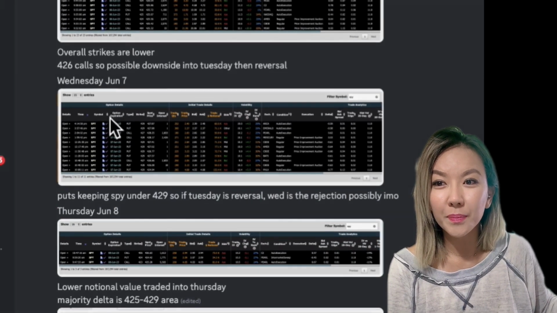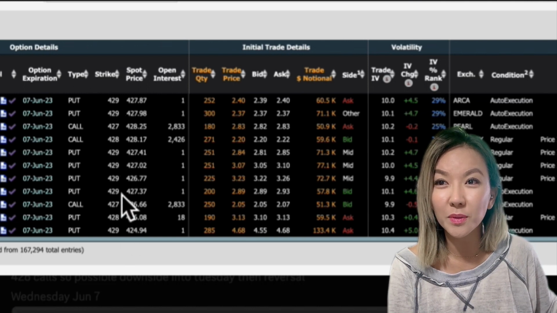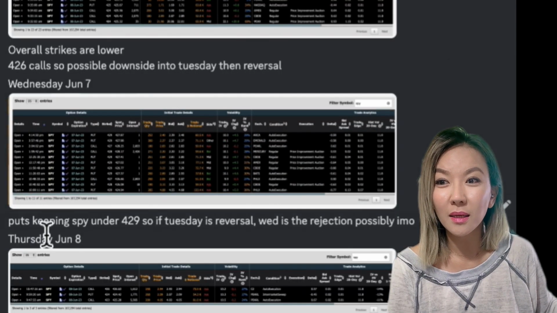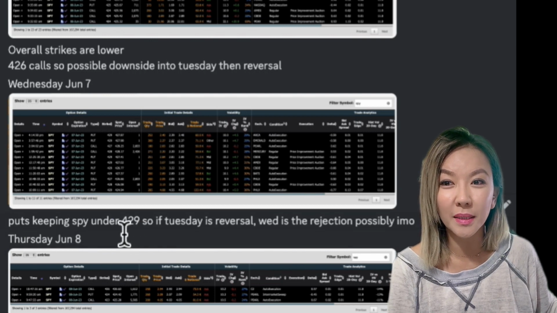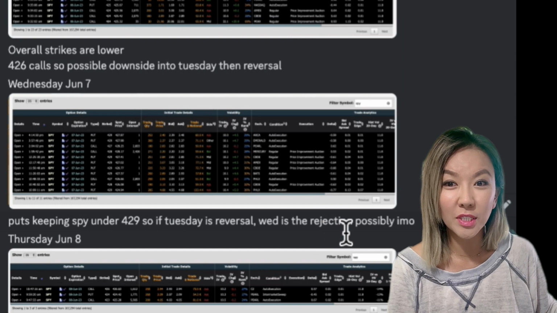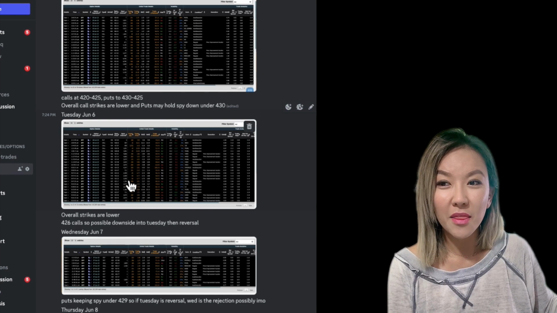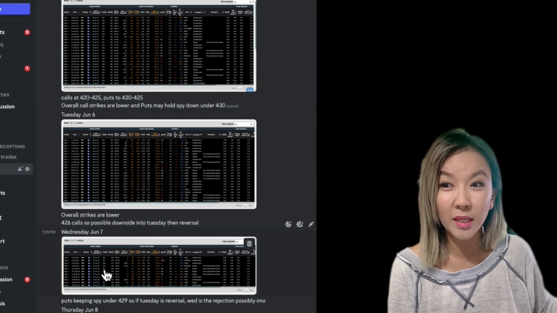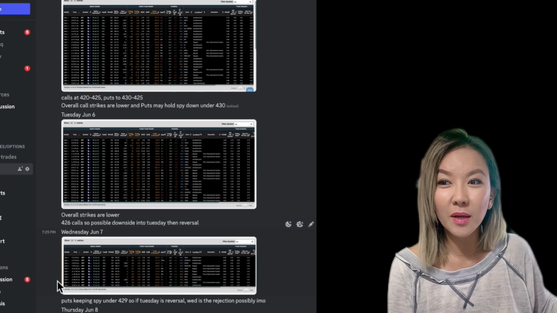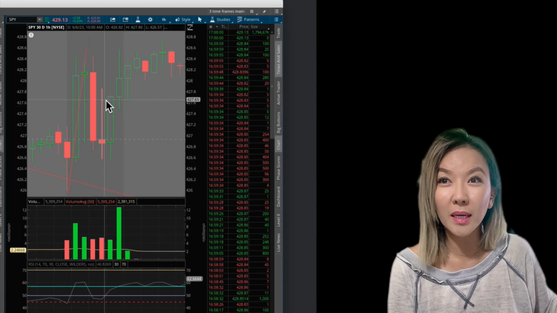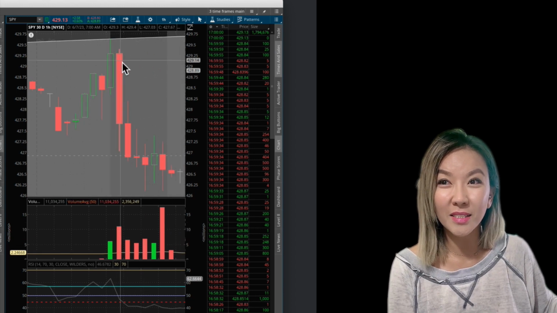Then on Wednesday, I showed these, which were all puts at 429. So I said the next day on Wednesday, we're going to see rejection at 429. Wednesday is the rejection. So we go from a high Monday, down into Tuesday, then it goes back up to where the puts are, 429, because all the strikes are higher. So we're going to watch for SPY to go back up to 429, and then get rejected.